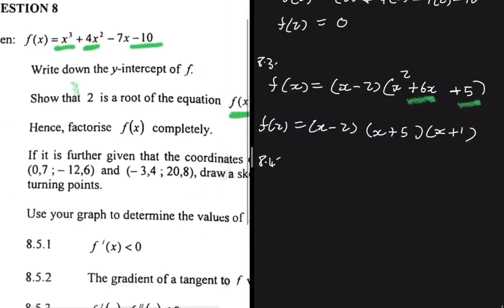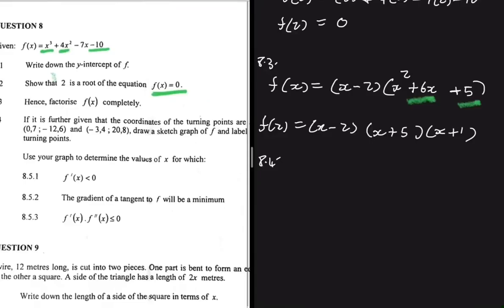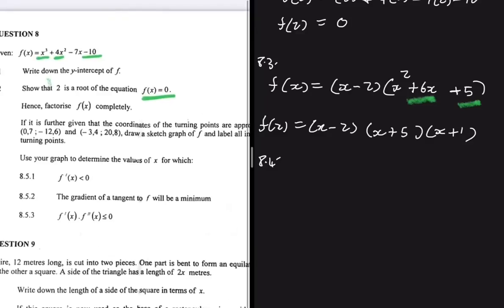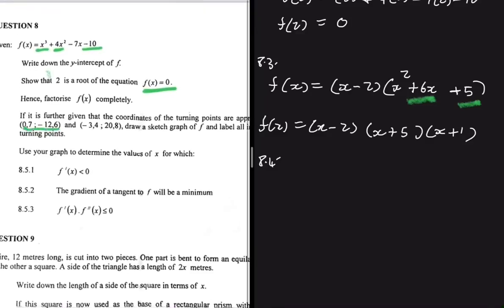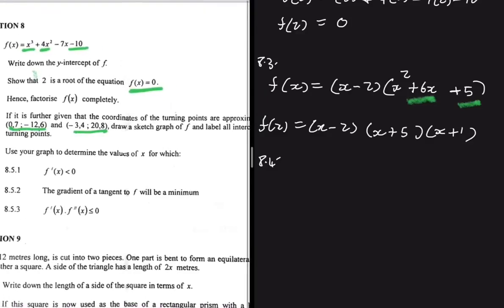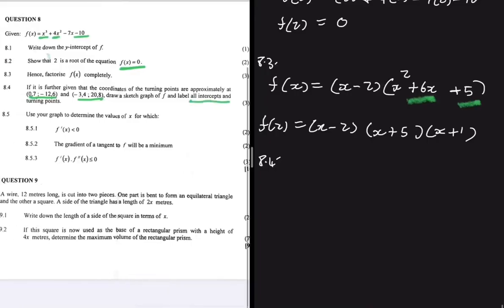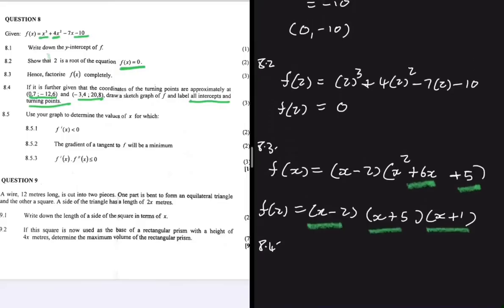Let's move to 8.4. It is further given that the coordinates of the turning points are approximately at this coordinate here and this coordinate here. Draw a sketch graph of f and label all the intercepts and turning points, right? So when we factorize, we end up with our x-intercepts: x is equal to 2, x is equal to minus 5, and x is equal to minus 1. And we know the y-intercept from 8.1. So the intercepts, we have those covered. And then we are given the turning points, so we have all we need. We just need to sketch our function.